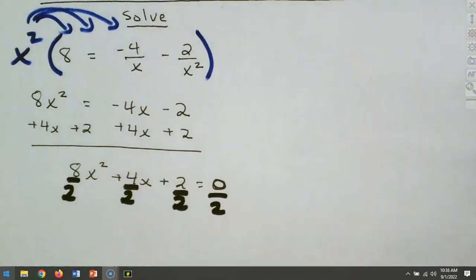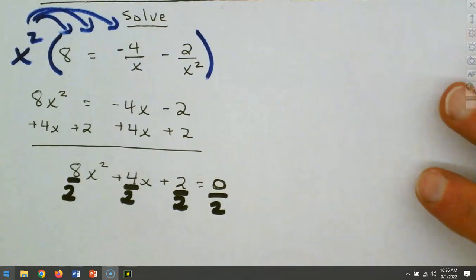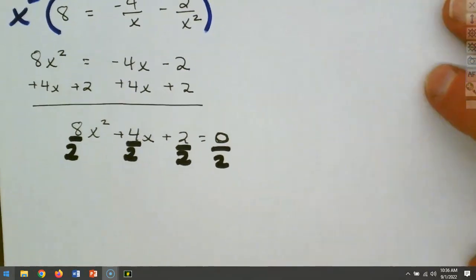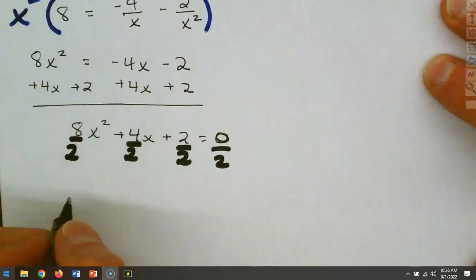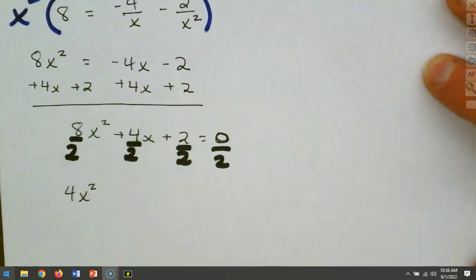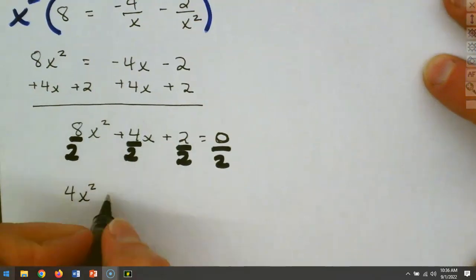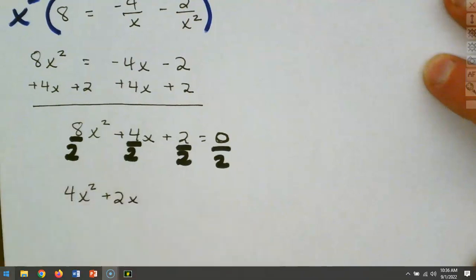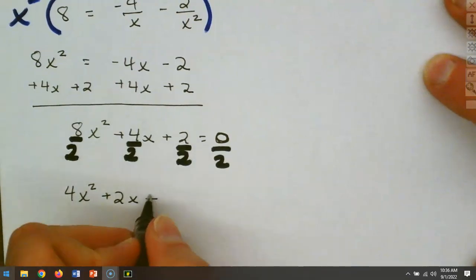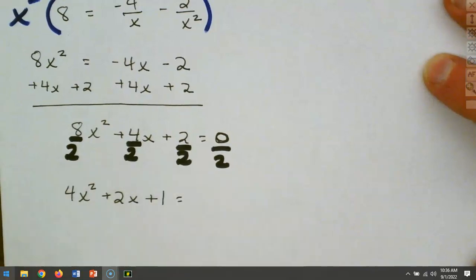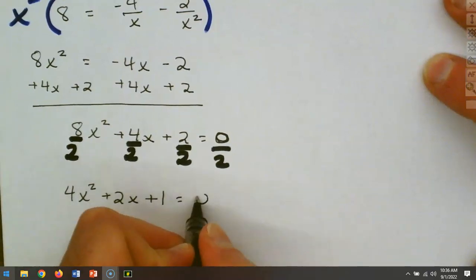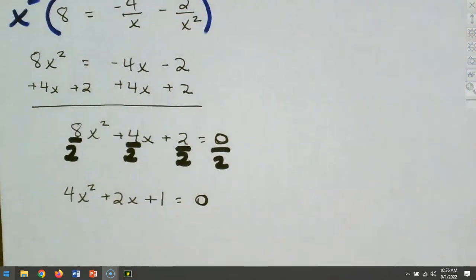Now the numbers are smaller and easier to work with. So I divided it all by 2. 8 divided by 2, well, that leaves you with a 4x squared. 4 divided by 2, that leaves you with a 2x. 2 divided by 2 is a 1. And 0 divided by any number is a 0. Now the numbers are smaller, and now they're easier to work with. So always check first to see if there's a number in common.